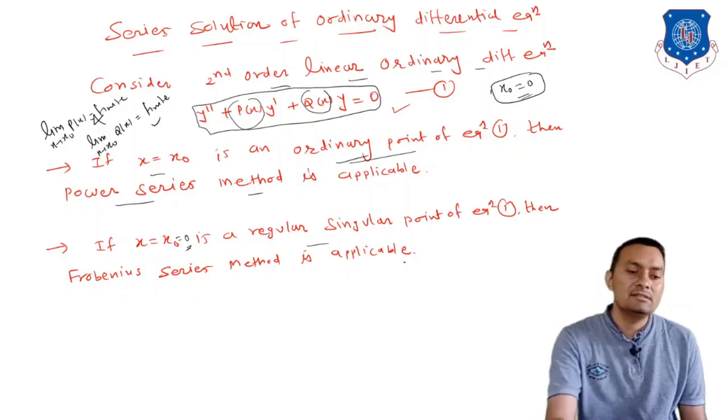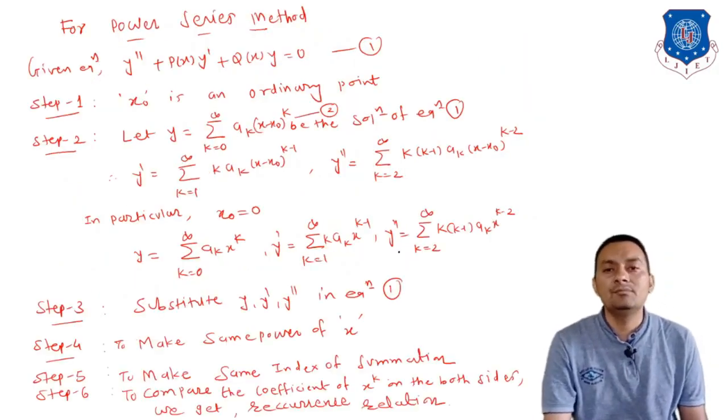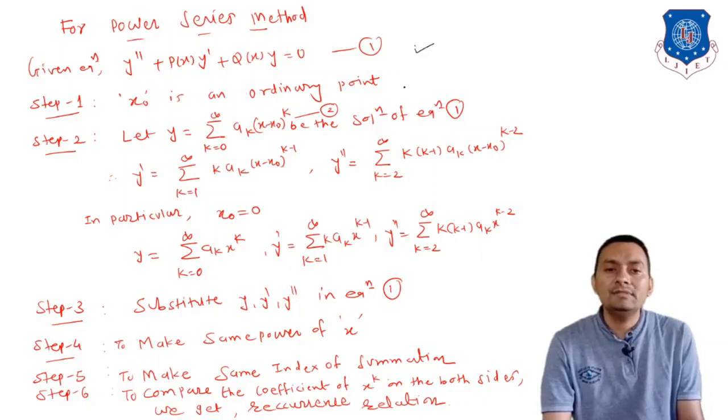So first, if the point is an ordinary point of the differential equation, then we will first talk about the power series method. This is the outline of the power series method that we have to follow. First, this is our given standard equation, and from this we will verify whether x0 = 0 is an ordinary point or not. If it is an ordinary point, then the power series method is applicable. So step number 1, we check that x0 = 0 is an ordinary point.